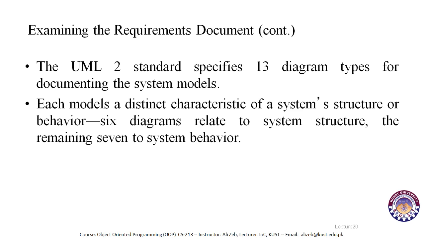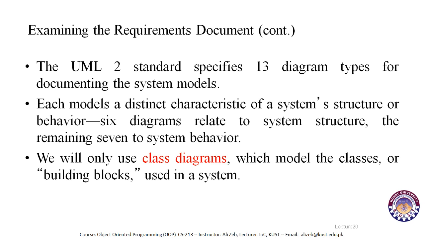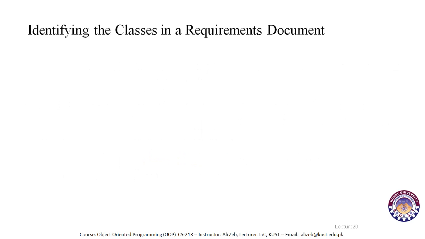Each of these 13 diagrams models a distinct characteristic of a system's structure or behavior. 6 diagrams relate to system structure, the remaining 7 to system behavior. We will use only class diagrams, which model the classes or building blocks used in the system. Now our class diagrams should contain our classes, their variables and their operations.